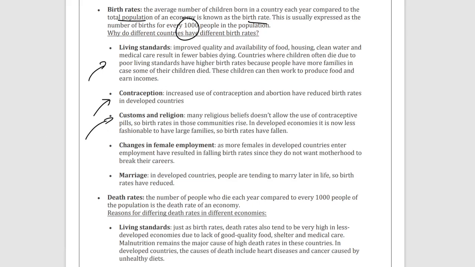The next one is customs and religion. Many religious beliefs say that you don't use contraceptives, you don't use pills, and so on and so forth. It also says that if you have a large family, you're so-called fashionable, I guess. So that's culture, but that's also one of the reasons why there can be high population.